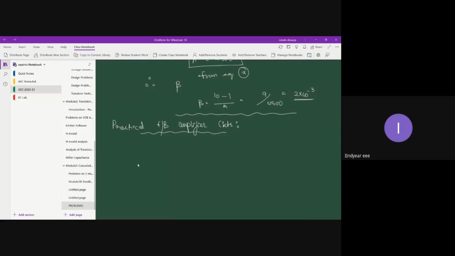Okay, so some examples for practical feedback amplifier circuits. First let me consider an example for voltage series feedback. For voltage series feedback, the example is going to be the emitter follower.